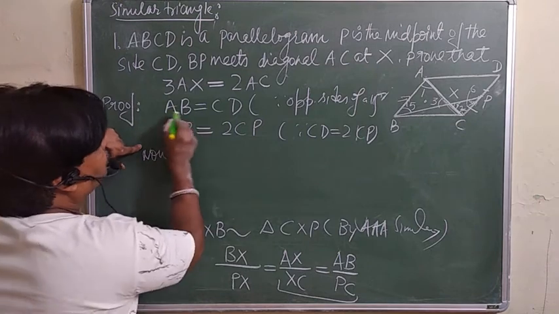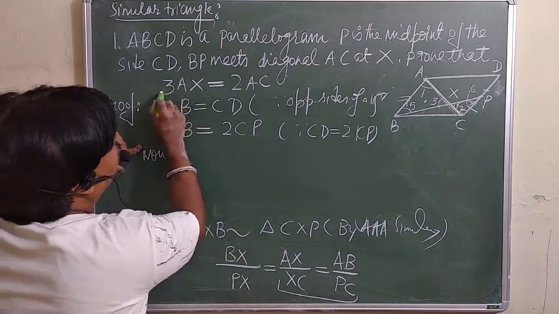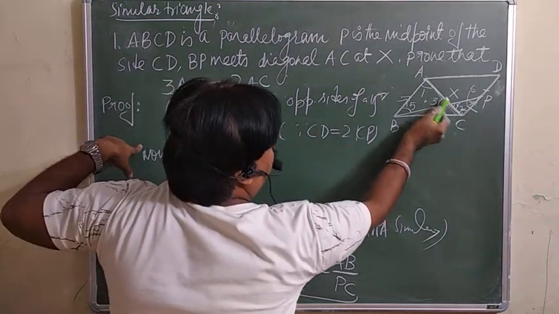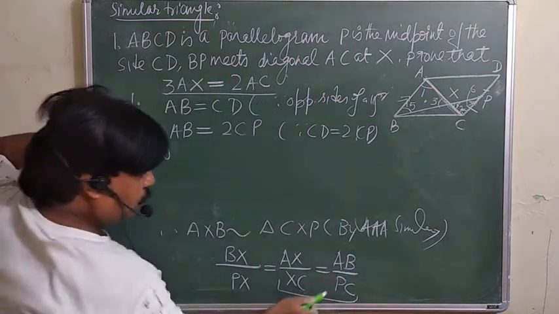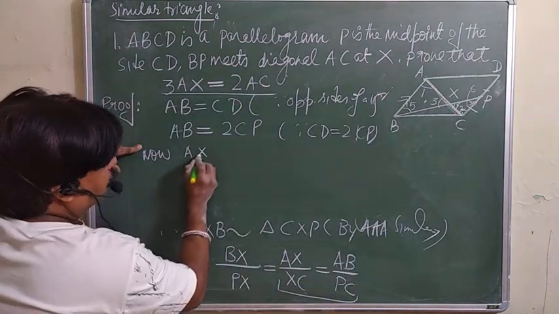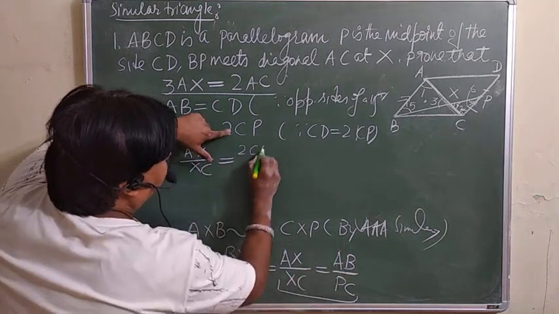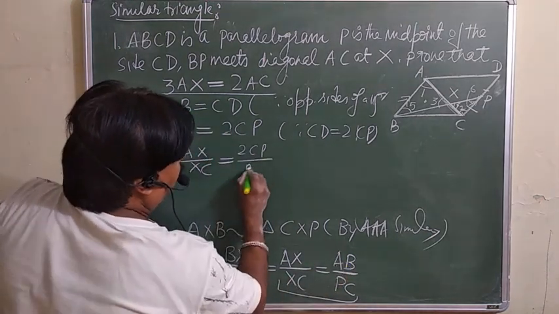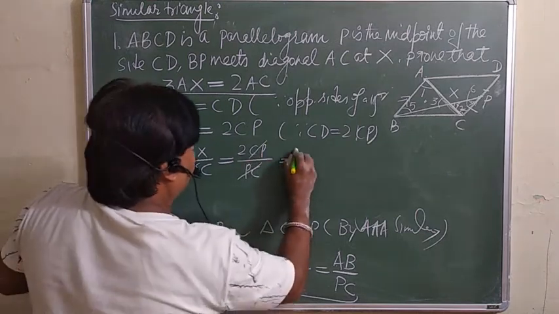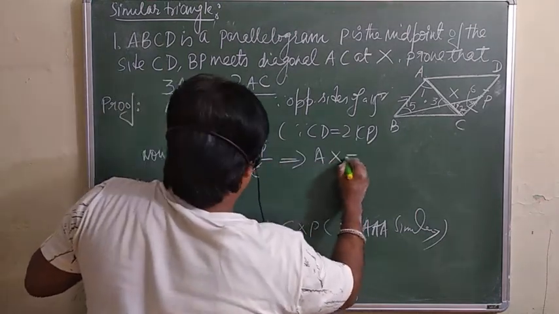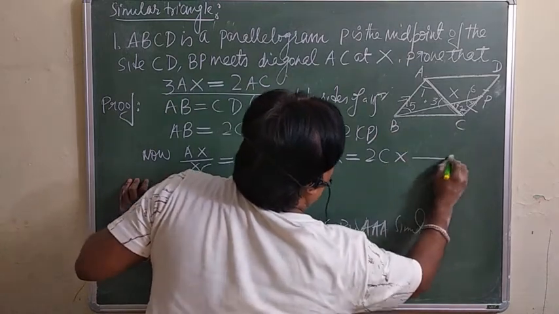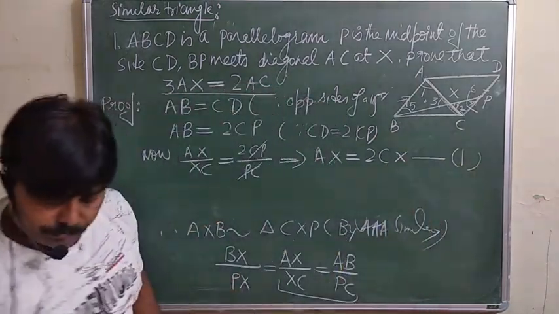Keep your eyes here only, because what objective do we want to prove? We want to prove AX and AC. So anyhow you are supposed to take AX and AC. So here you can write down AX over XC is equal to AB over PC, which is 2CP over PC. PC or CP is the same. So then you can say AX is equal to twice of CX. You can give this the number 1.